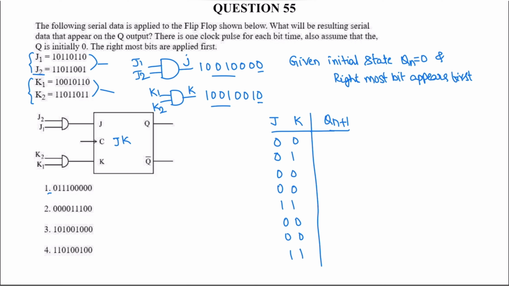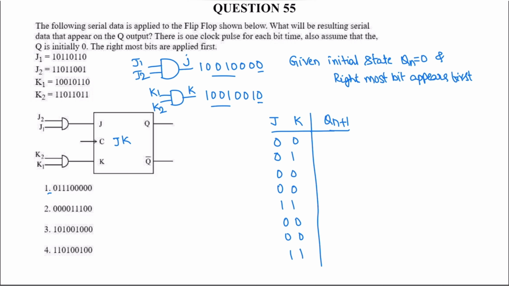Given in the question, the initial state is 0. So the initial state of the flip-flop is 0, and they also mention the rightmost bit appears first. So this is the leftmost bit, sorry, this is the rightmost bit, and this is the leftmost bit. This is not the significant bit, but it is leftmost and rightmost in terms of the series they have given.